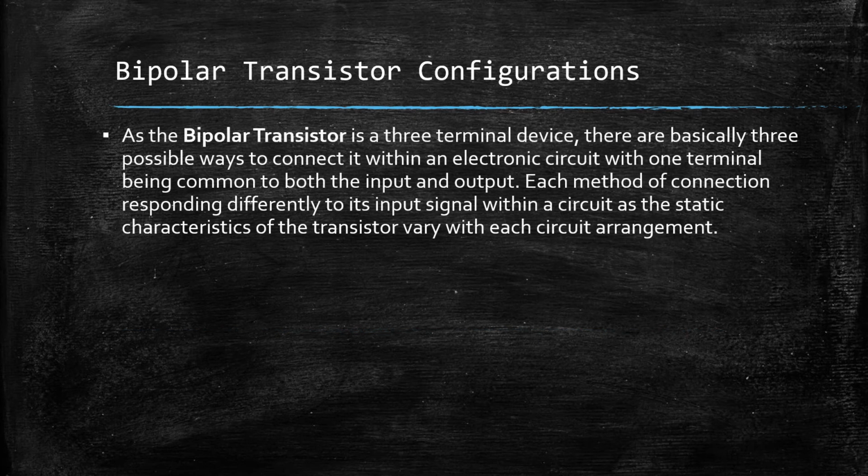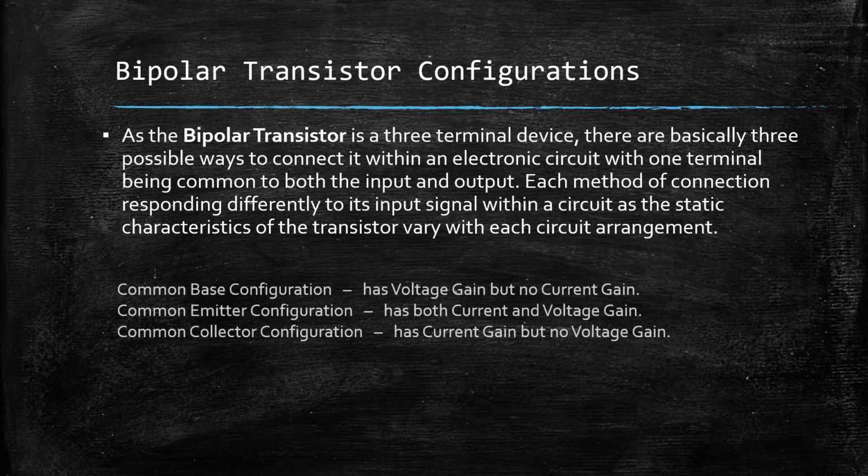As the bipolar transistor is a 3-terminal device, there are basically 3 possible ways to connect it within an electronic circuit, with one terminal being common to both the input and output. Each method of connection responds differently to its input signal within a circuit, as the static characteristics of the transistor vary with each circuit arrangement.